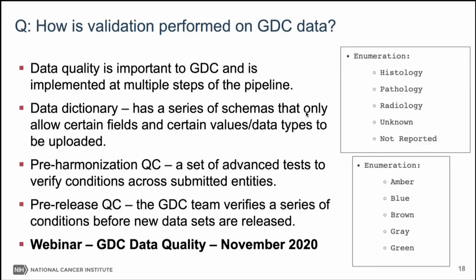Lastly, which I'm going to talk about for a second, but there is a lot to this: pre-release QC. The GDC team, it's actually a few members of a few GDC teams, verifies a series of conditions before new data sets are released. So we have an idea for what's coming out for a specific data release, and we want to make sure that all the data is there, the data there is accurate, and that nothing that shouldn't be there is there. There are many steps to that, and for information on all of these, that goes quite a bit in depth, I'd recommend checking out the GDC Data Quality webinar that happened in November 2020.